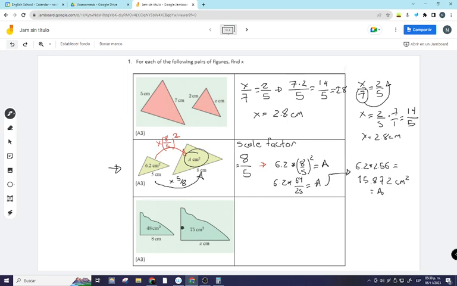You need to find the scale factor. So if you want the figure on this side, let's begin with that one. The scale factor is going to be 75 over 48. But this is the scale factor of the two areas. So if you multiply it by 75 over 48, you will get this.